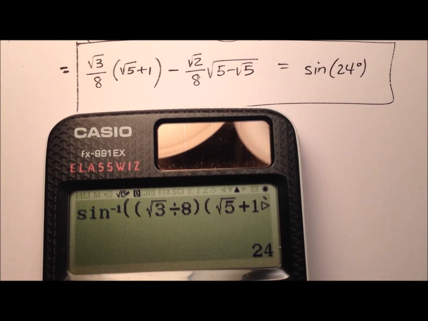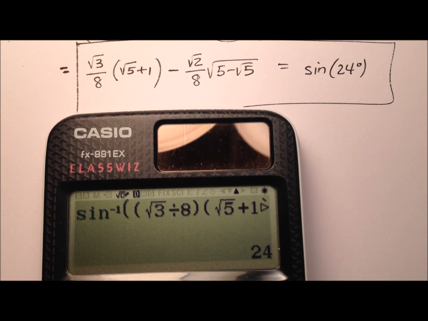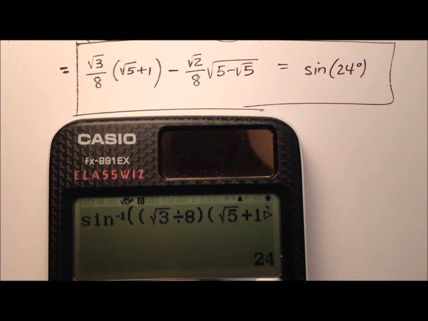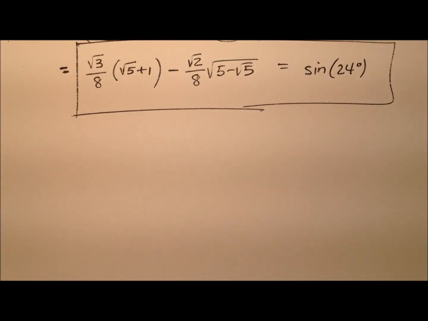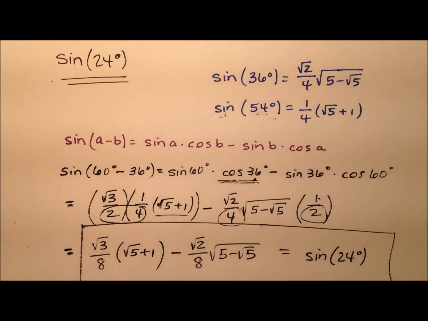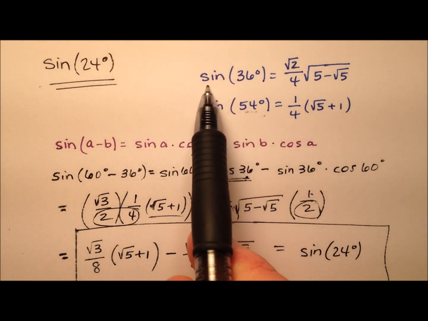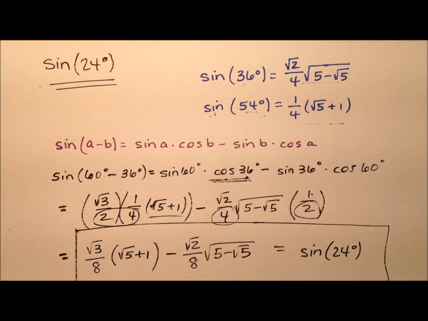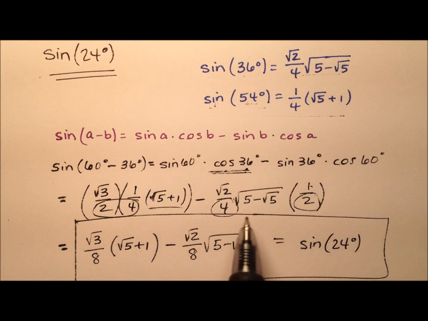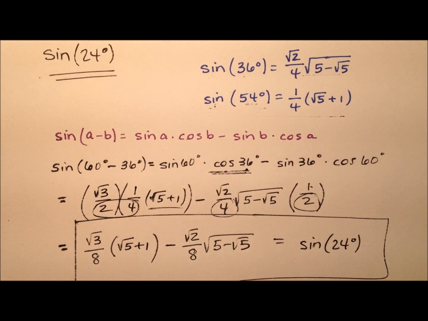So we have this ratio here that's going to be the exact value for the sine of 24 degrees. And as I mentioned previously, I would encourage you to go check out the videos that I have linked for the exact value for the sine of 36 and the sine of 54 that made finding the sine of 24 possible.